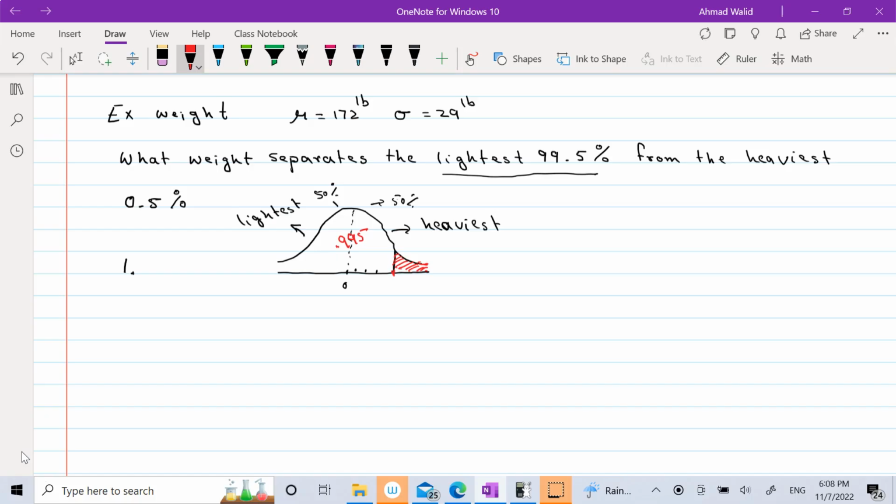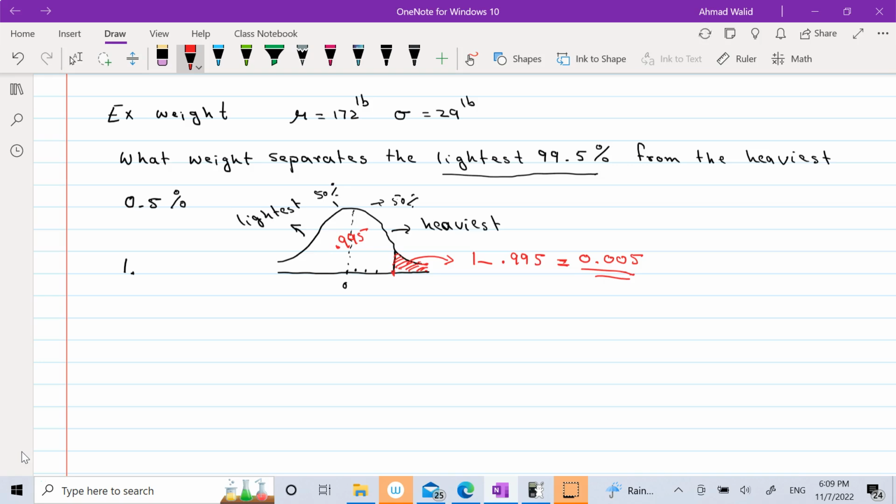Your second step is to find this z-score. If this area is 0.995, how much is this shading area? It's really easy, because this shading area is 1 minus 0.995, because the total area under the curve is 1, right? And if you subtract that big area from the 1, it gives you the small area, which is 0.005. Why you need this? Because you are using the table of z-score, correct?